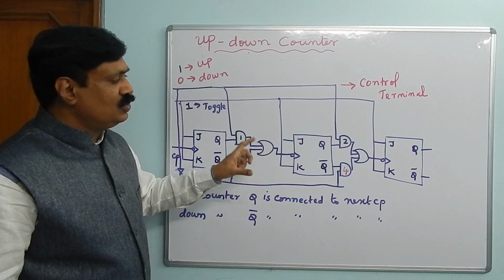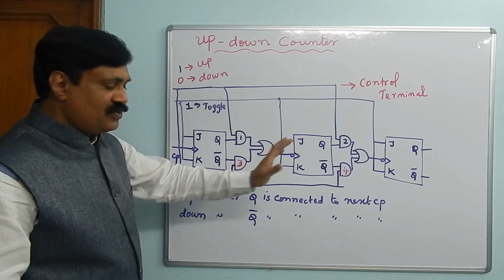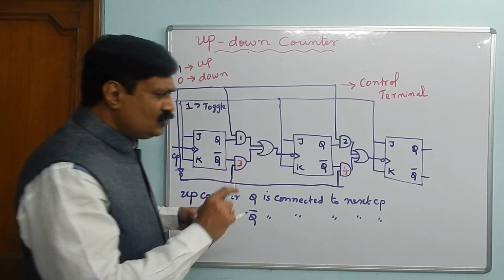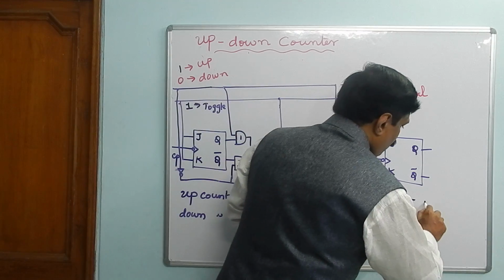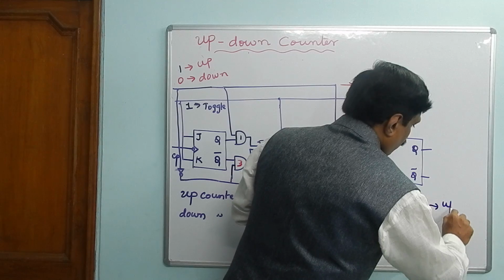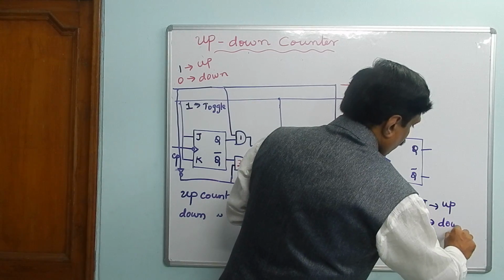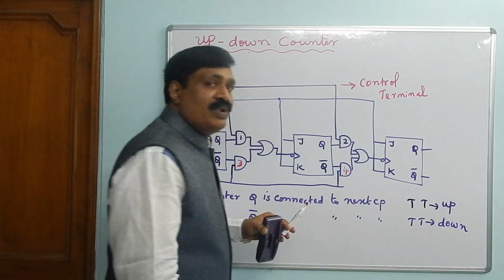In the exam, you have to draw this circuit connection, as well as the truth table for the up counter and the truth table for the down counter. Then only you will get full marks.